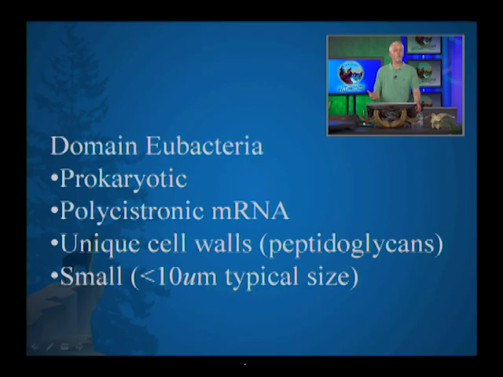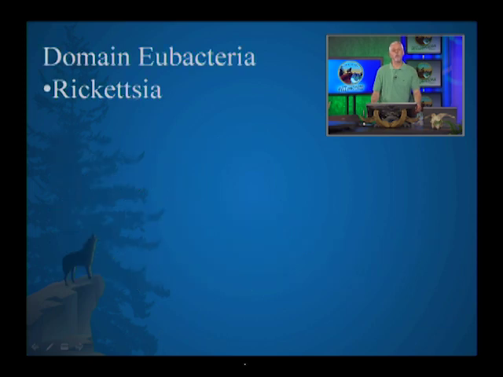So as we look at the domain Eubacteria, again, keeping in mind that what distinguishes them from the other prokaryotic domain, the Archaea, is that they have a unique cell wall, peptidoglycans in the cell wall. Let's go ahead and continue looking at some major clades or groups within the domain Eubacteria.